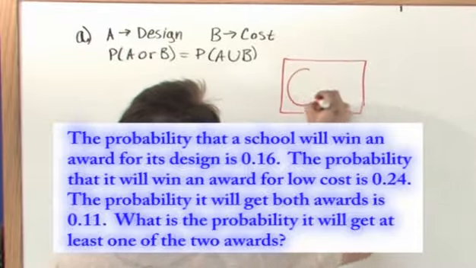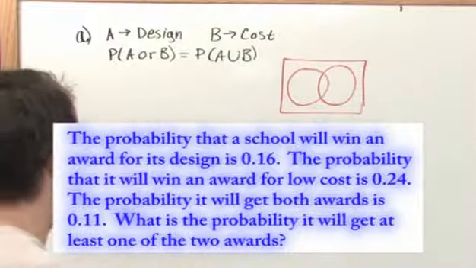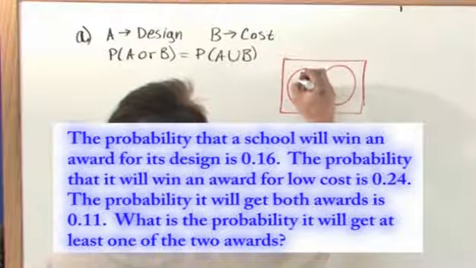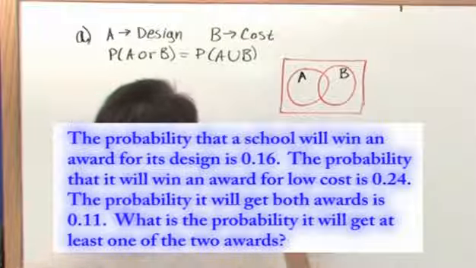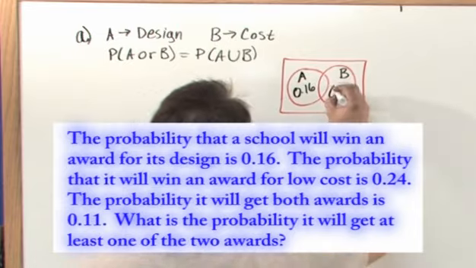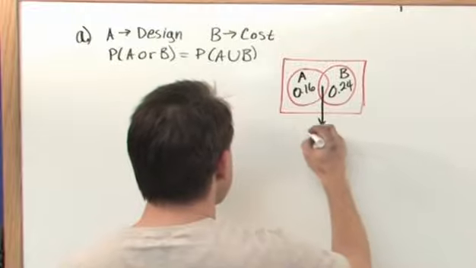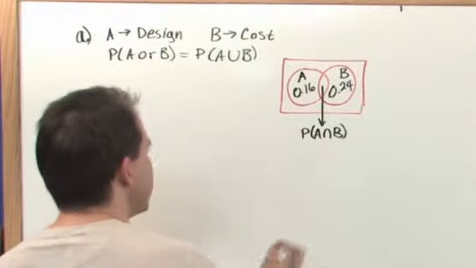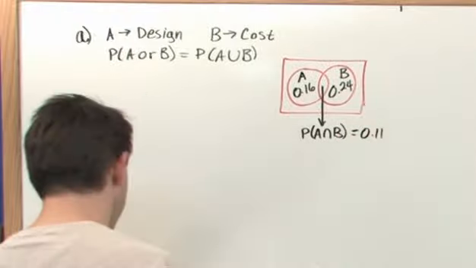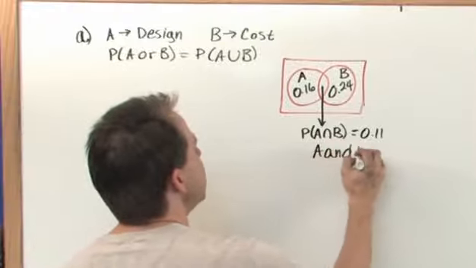Okay, you have award A and award B, and there is an intersection because there is a probability of both of these things occurring. This is A and this is B. Award A, it says in the problem, has a probability 0.16, and award B has a probability of 0.24, and the probability of A and B, which is the intersection, A intersection B, is 0.11. Okay, 0.11, both A and B. So I'm going to put A and B to help you remember that.